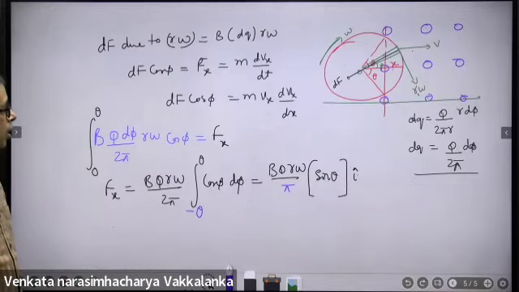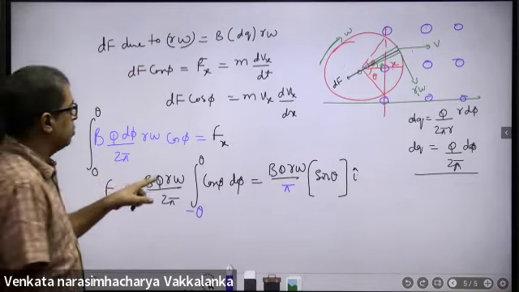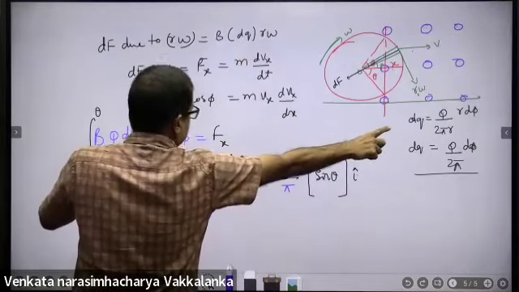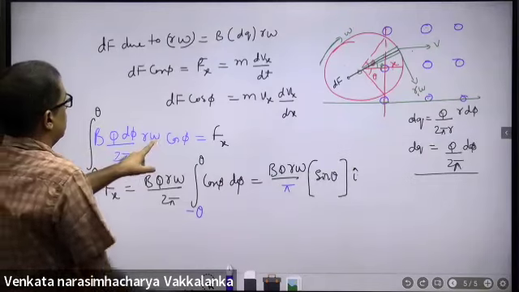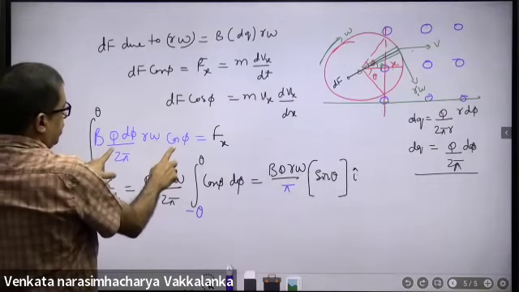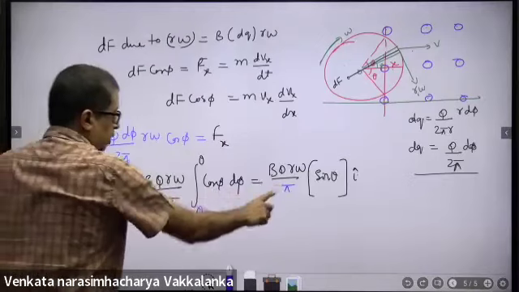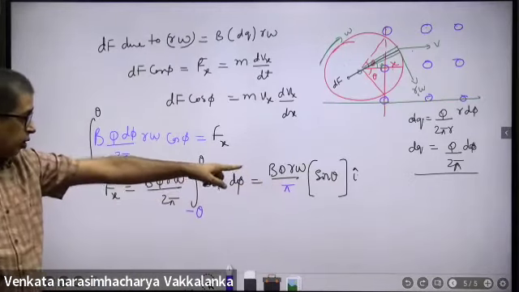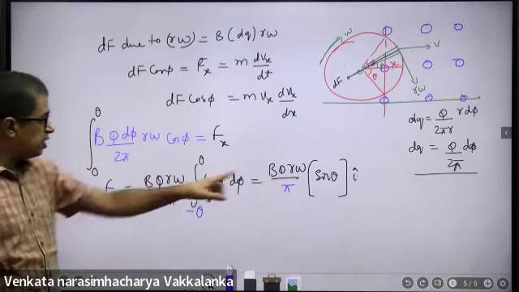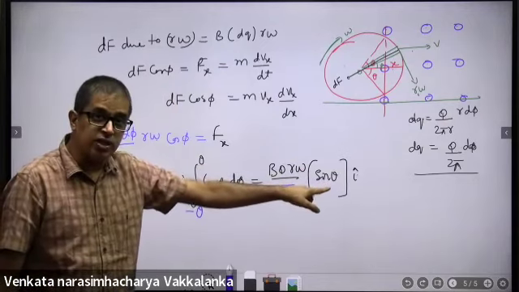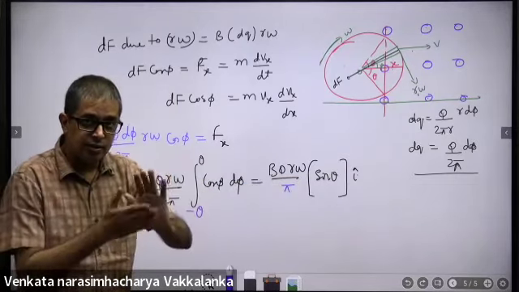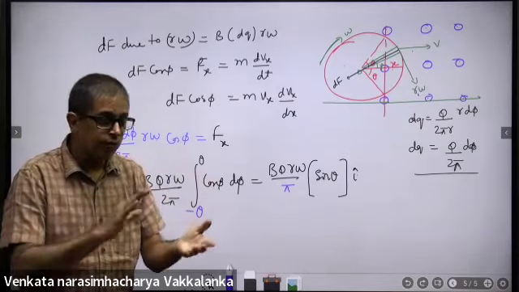Can you tell the blue step? How did you reach there? Fourth step. 1, 2, 3, 4. See this value dq I substituted from there. And I took df cos phi. That is fx. Now you know the expression for fx as a function of theta. Right? Yes or no? Yes, sir.